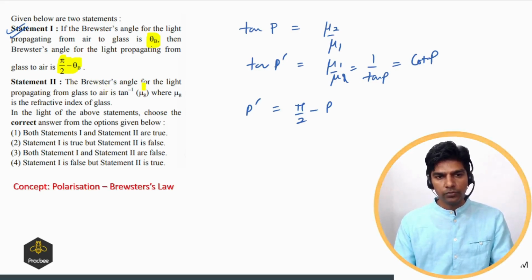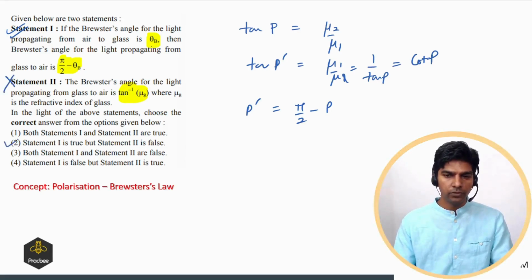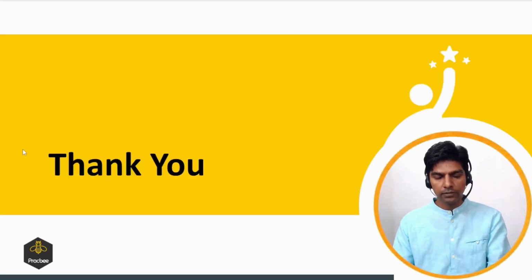Statement 2, the Brewster angle for a light propagating from glass to air is tan inverse mu g. That is incorrect. It should be tan inverse of 1 by mu g. So statement 2 is incorrect. So statement 1 is true, but statement 2 is false. So option 2 is the right answer.